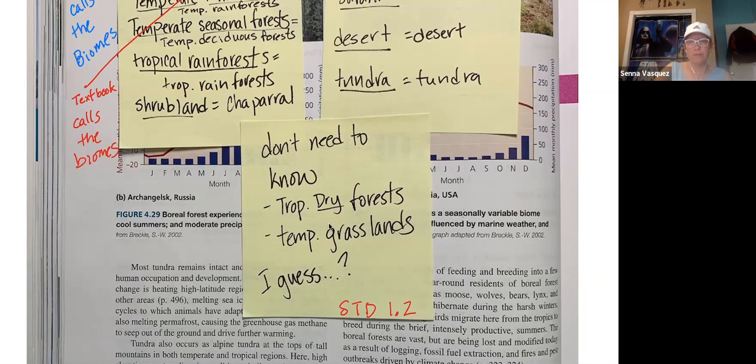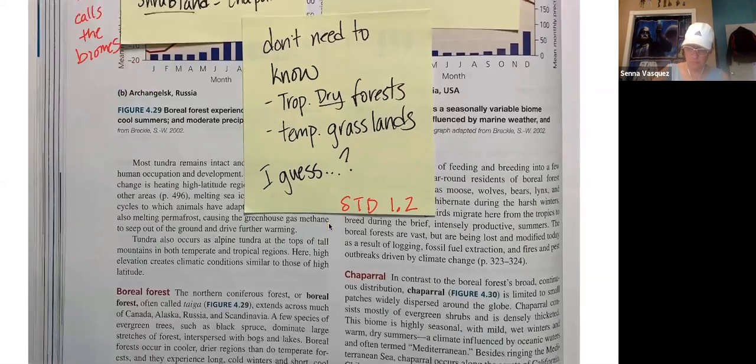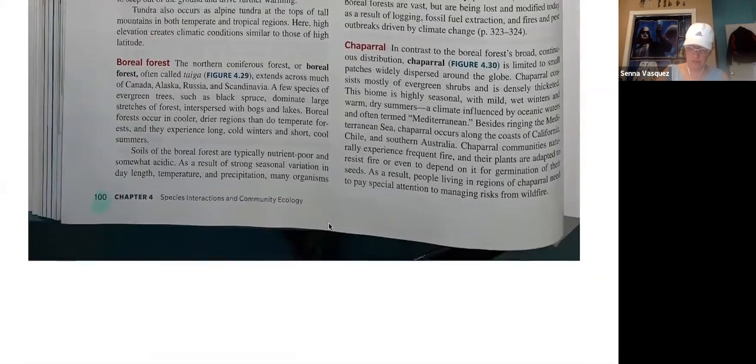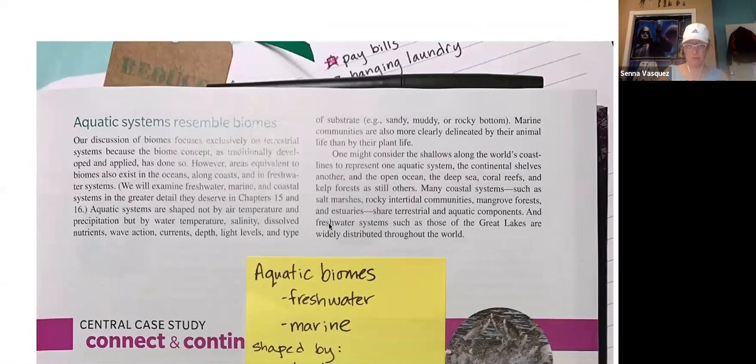All right, so I say on this post-it just because College Board is not asking you to know tropical dry forests or temperate grasslands, but I mean, that's kind of silly because they are regions of the planet that I'm sure you will probably need to reference, but specifically they are not calling out those two biomes. All right, the next page is the one right next door.